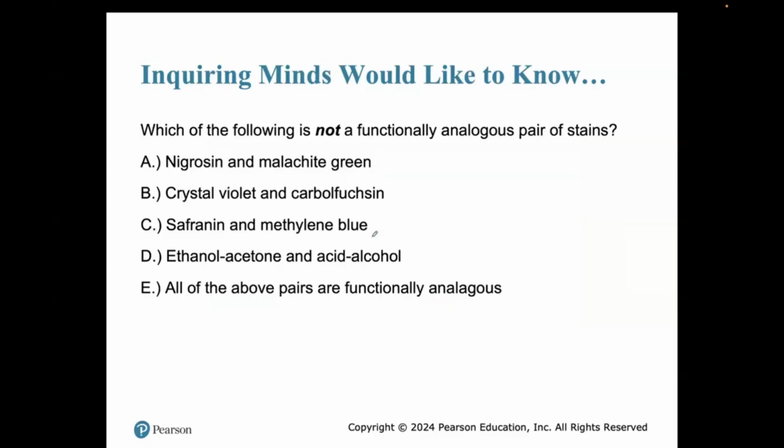All right, guys. We have a few questions right here. I will read those questions for you, and you can pause it, and then if you want to wait for the answers, you can. Which of the following is not a functionally analogous pair of stains? A, nigrosin and malachite green, B, crystal violet and carbolfuchsin, C, safranin and methylene blue, D, ethanol, acetone, and acid alcohol, or E, all of the above pairs are functionally analogous?